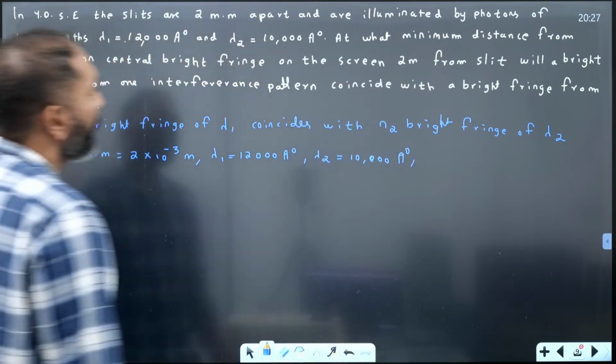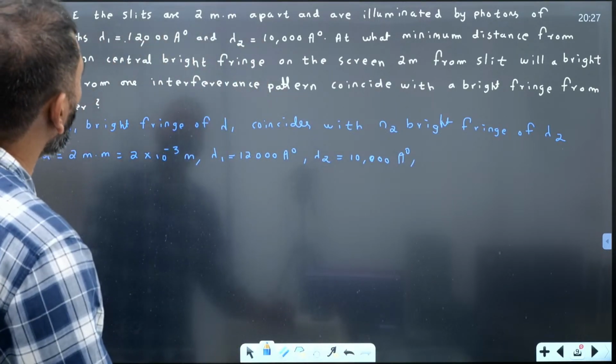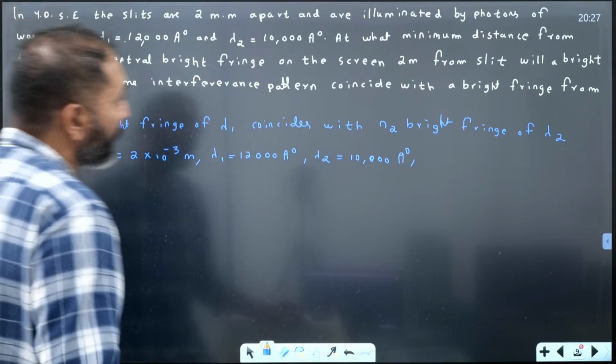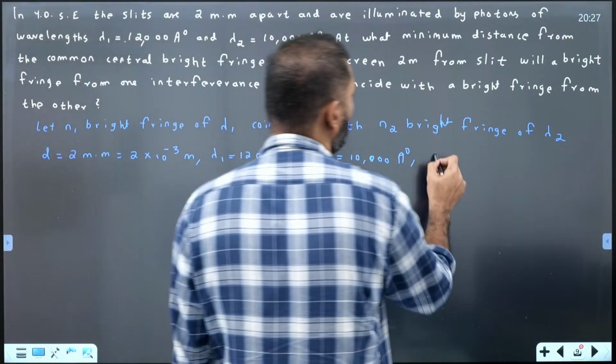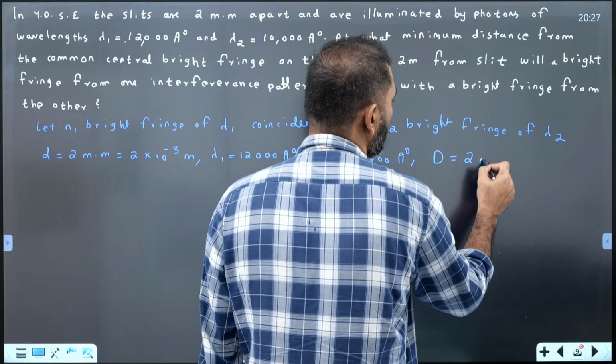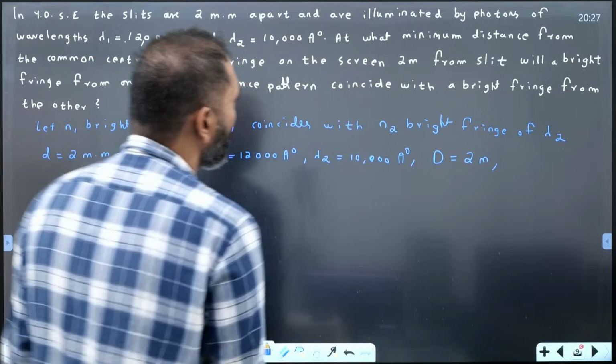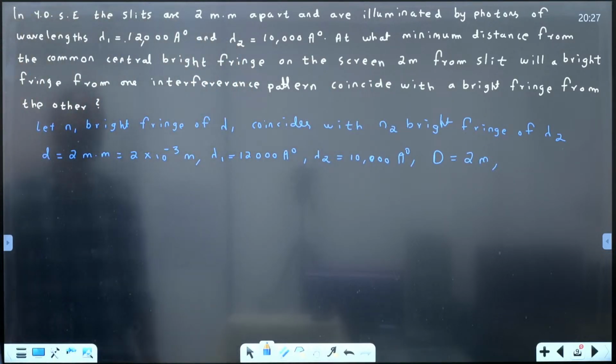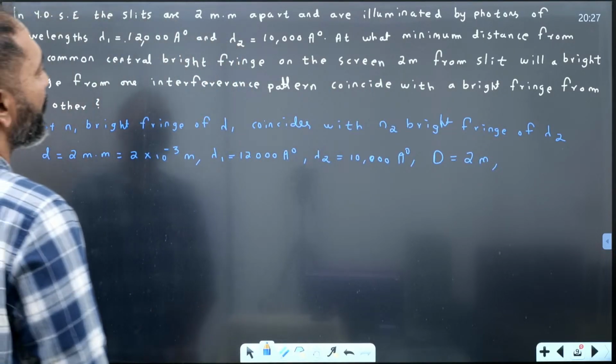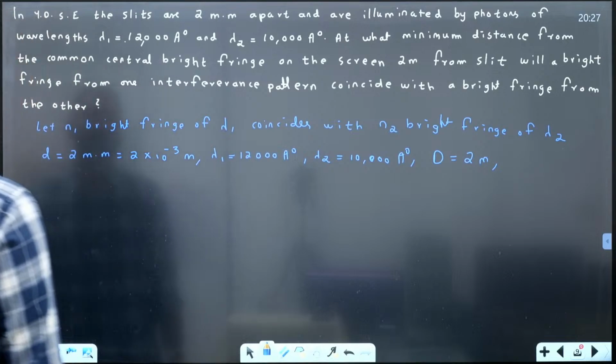Now, at what minimum distance from the common central bright fringe on the screen, 2 meter from the slit? That means capital letter D is equal to 2 meter. Will a bright fringe from one interference pattern coincide with the bright fringe from the other?